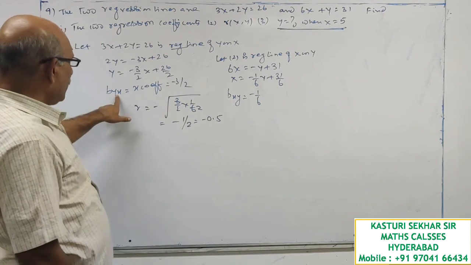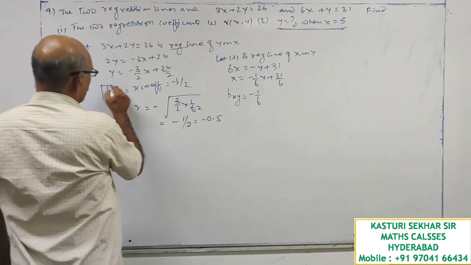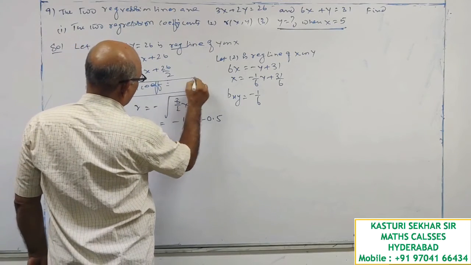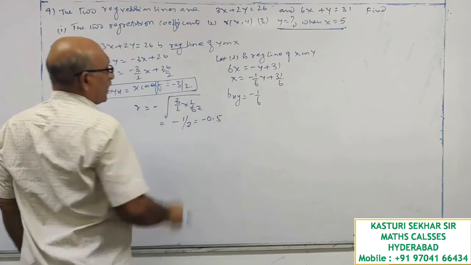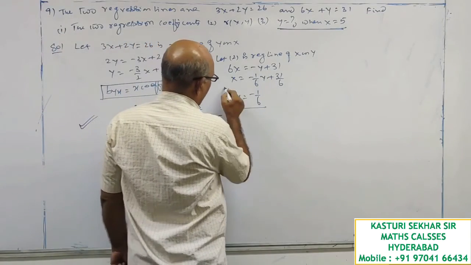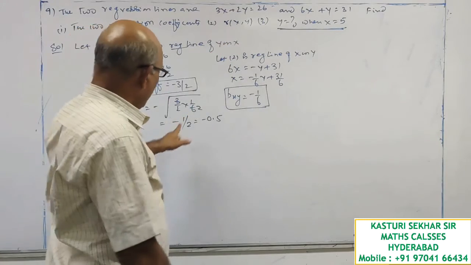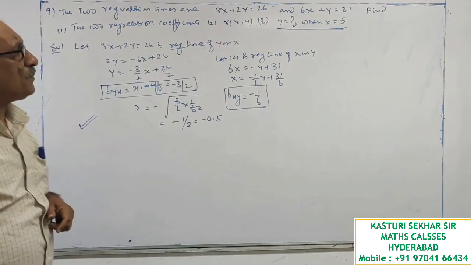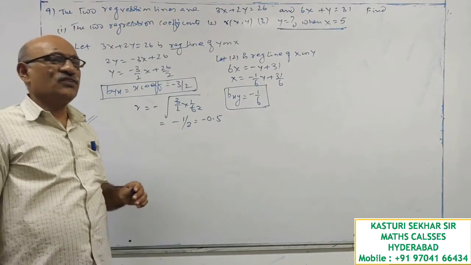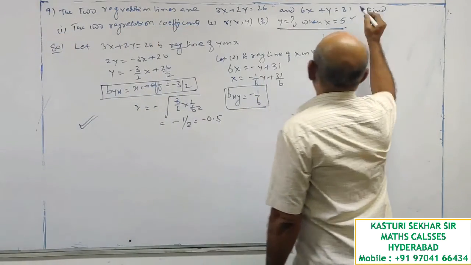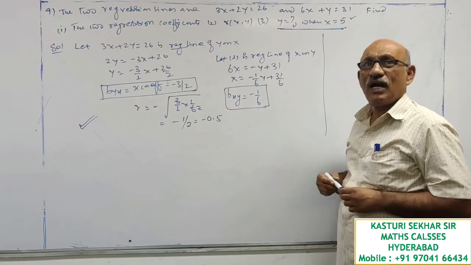First part is already over. Byx is equal to minus 3 by 2. Bxy is equal to minus 1 by 6. Second part is also over, r value calculated, which means the data is consistent. Let's go for this. Y value you have to predict.